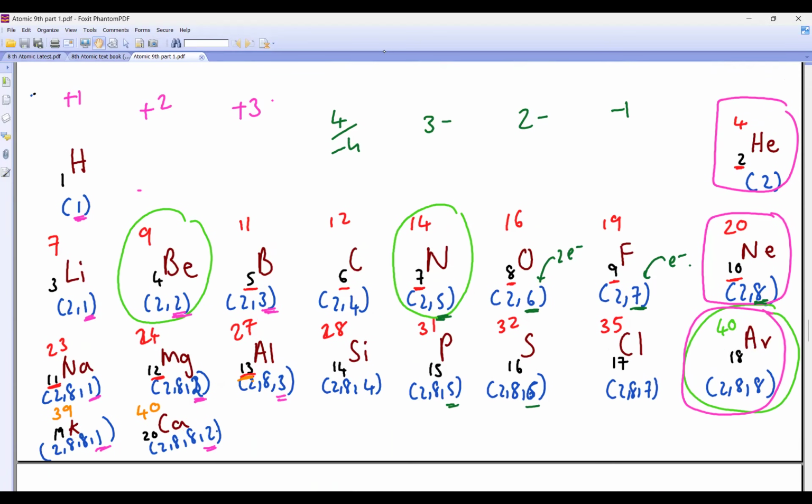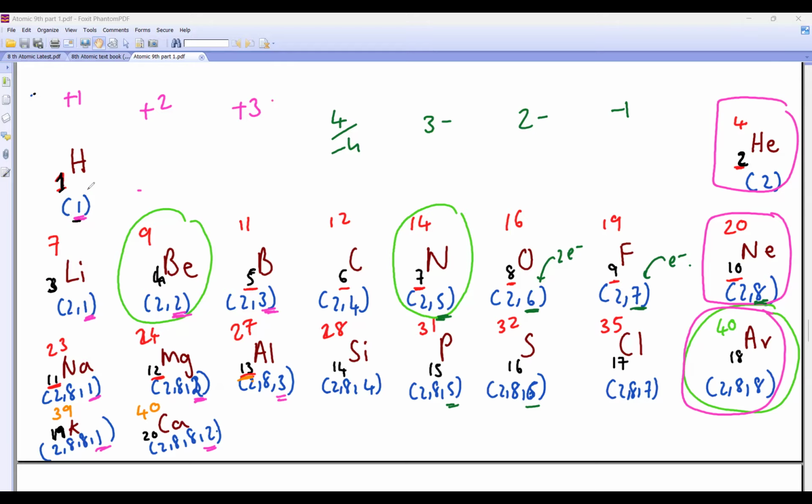Yeah, wait, first let me write the electronic configuration. These are the atomic numbers, what I've written here. This is atomic number 1, 2, 3, 4, 5, 6, and so on. Till 20 I've written. Can you see?